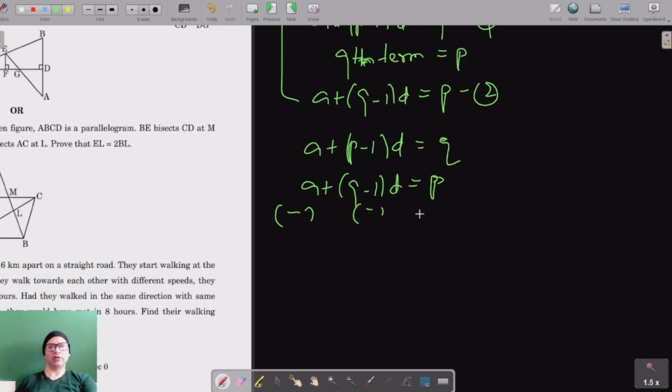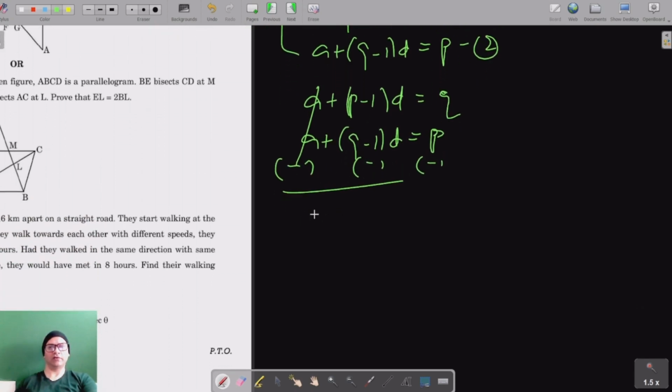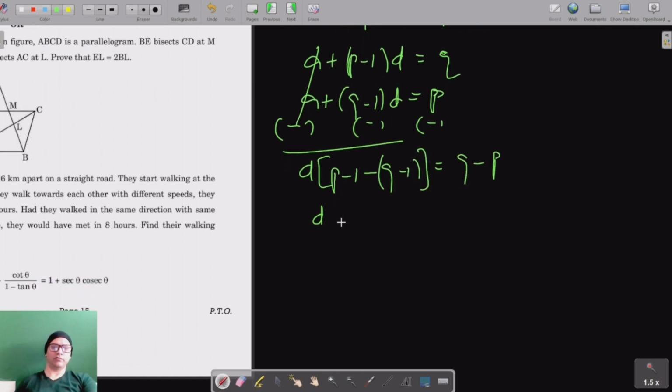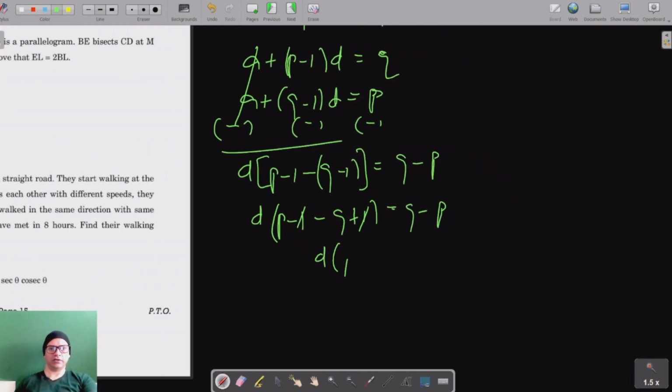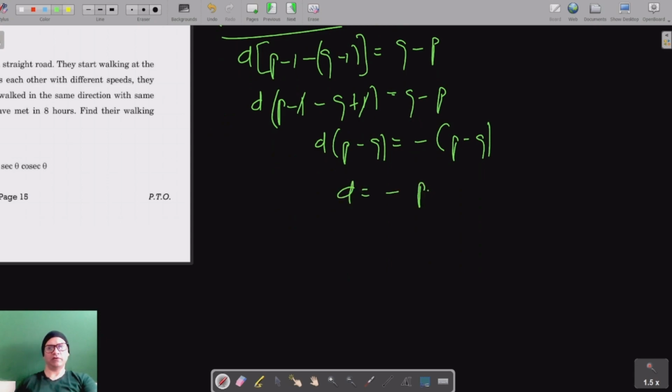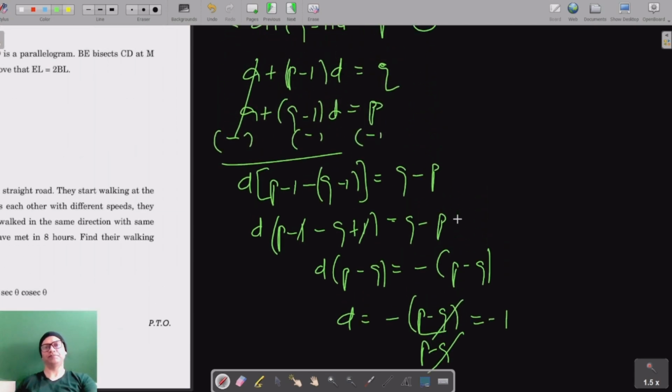So this is negative, negative, and negative. So the a gets cancelled, and it's d into p minus 1 minus q minus 1 is equal to q minus p. So if I open up the bracket, this is p minus 1 minus q plus 1 is equal to q minus p. So 1 and 1 get cancelled. This is d into p minus q. And if I take negative common, this is negative of p minus q. So d is equal to negative of p minus q upon p minus q. So this is negative 1.